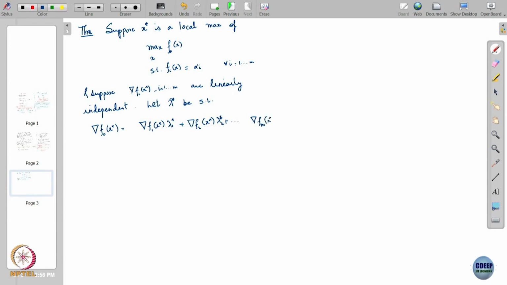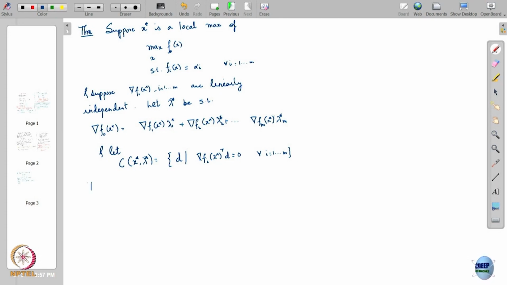Let lambda star be such that this condition is satisfied, and define C of x star, lambda star as this. It's all directions D such that, this is that tangent space that I was referring to. It's those directions D such that they are orthogonal to all of these gradients, right. This is the tangent space.